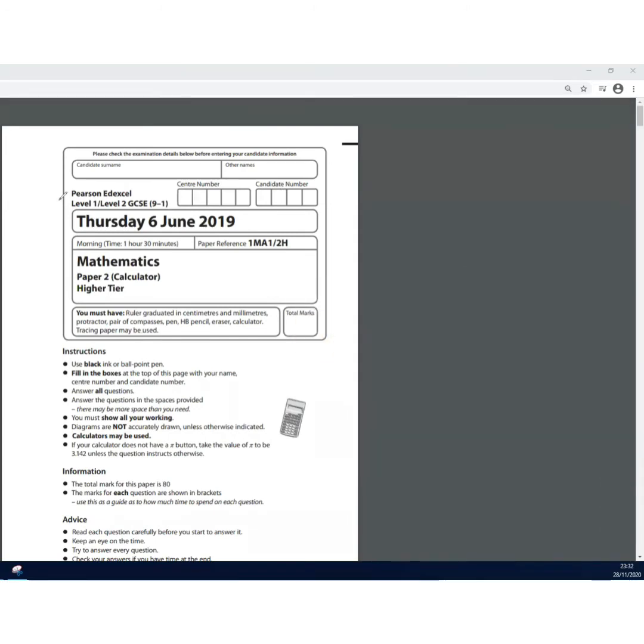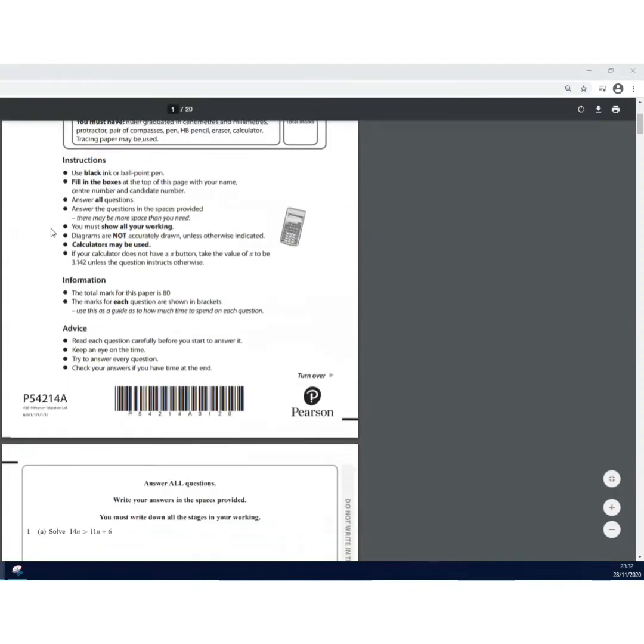Hello students, let's solve Maths Paper 2 June 2019. So let's start with question number 1.